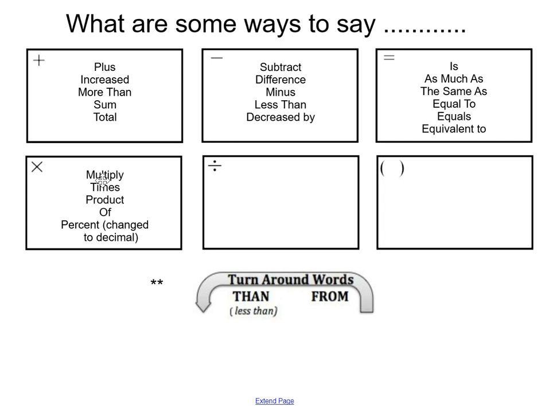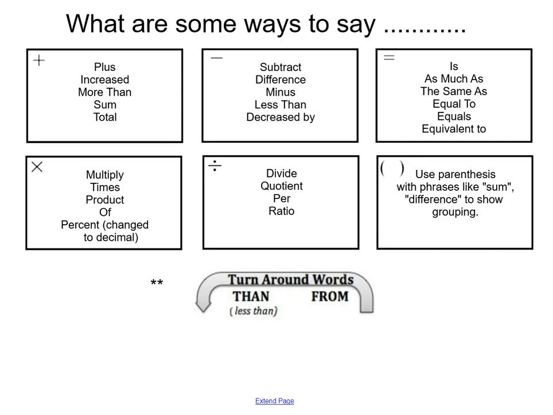Next up, we have multiply, times, product, of, percent. This can be changed to a decimal. We have divide, quotient, per, or ratio for a division sign. We can use parentheses with phrases like sum or difference to show that we have grouping.